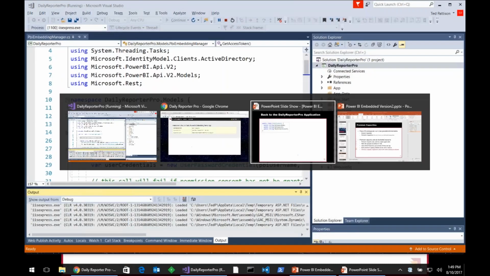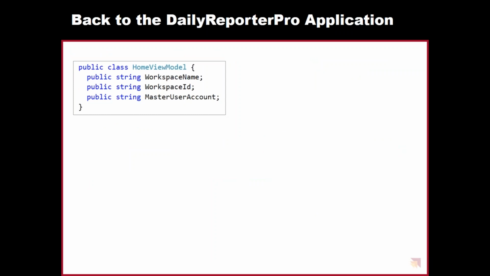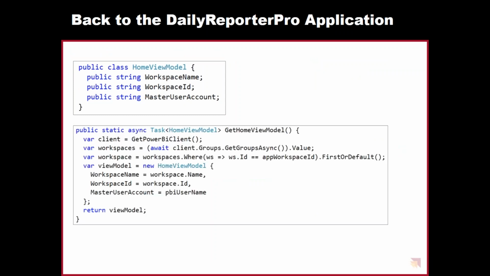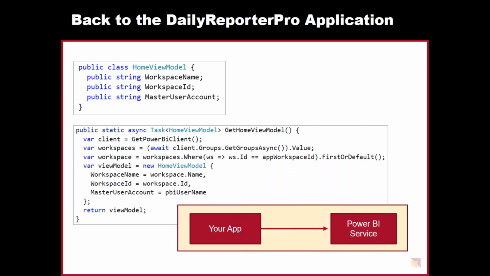Okay, so we're going to define a class called HomeViewModel, and we're going to add the data we need to get out to the client. Next, we're going to define a method, GetHomeViewModel, that actually does the work across the network. GetHomeViewModel lives in that PBIEmbeddingManager class, and that's the one that does the work of calling the Power BI service across the network, getting back data, filling a view model, and passing it back to a controller, who can then pass it along to the view.